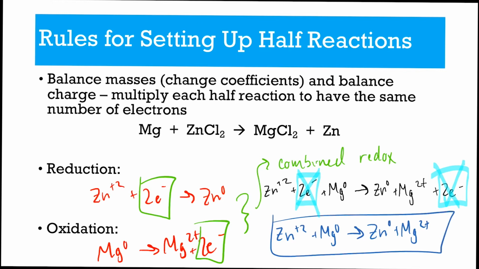That is it. So if you look at it, you have 1 zinc on either side. You have 1 magnesium on either side. On the left side, you have a total of a positive 2 charge. On the right side, you also have a positive 2 charge.